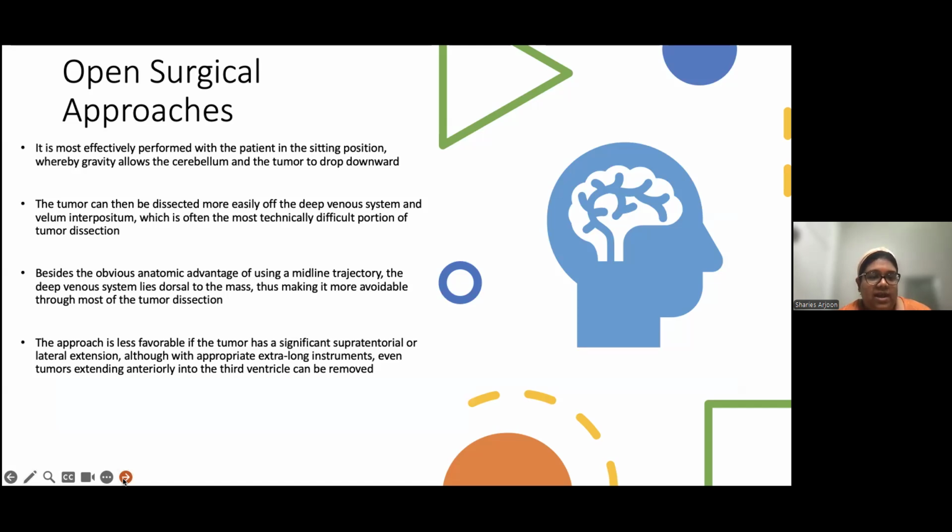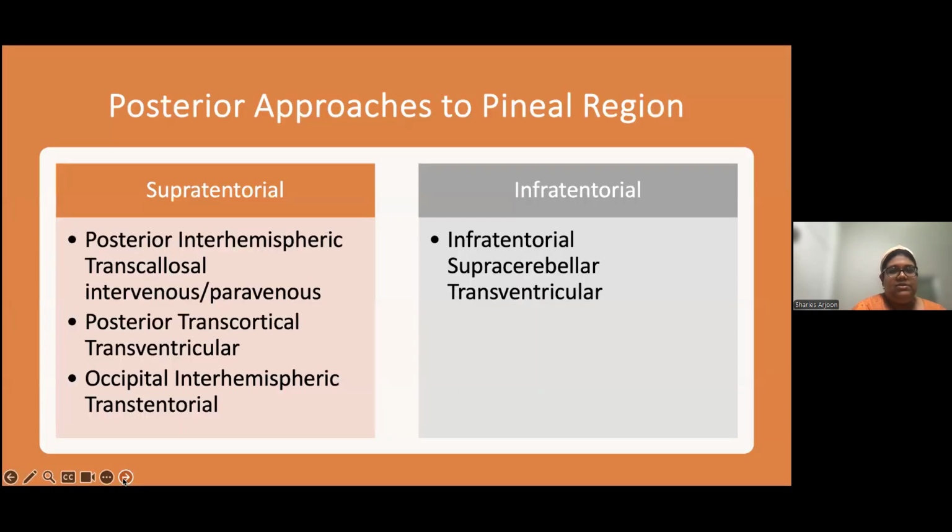Besides the obvious anatomical advantage of using a midline trajectory, the deep venous system lies dorsal to the mass, thus making it more avoidable through most of the tumor dissection. The approach is less favorable if the tumor has a significant supratentorial or lateral extension, although with the appropriate extra long instruments, even tumors extending anteriorly into the third ventricle can be removed. So these would be the approaches that would be further discussed in this presentation.